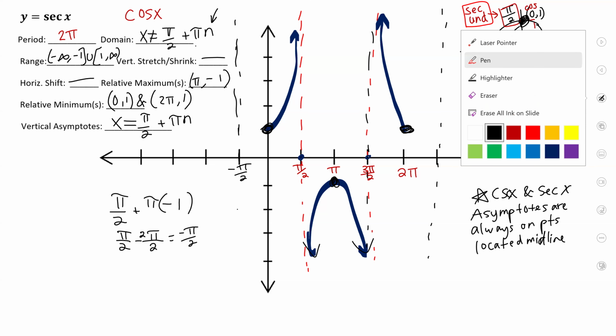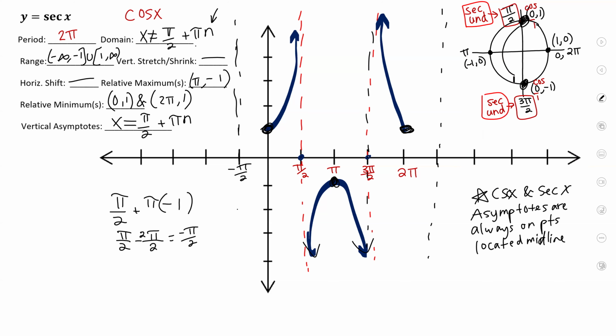Let me graph the cosine function for you. Guys, look, here's the cosine function right here. You see how the asymptote's on the midline? And your graph is always on the maximums and the minimums. Your graphs are always on the maximum and minimums. Your asymptotes are always on the midlines. Okay.